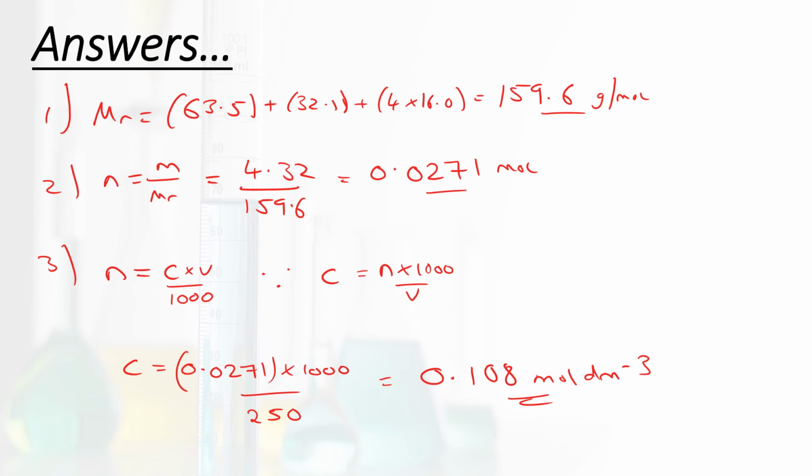And the way to do this is to use our n equals CV equation. We're going to rearrange for concentration, so we're going to divide both sides by the volume. And we have to remember, of course, that we have to convert our centimeters cubed and our decimeters cubed. So we've been given our volume in centimeters cubed, but remember that concentrations are given in moles per decimeter cubed. So in order to do this, we have to have our 1,000 in there. So it's moles times 1,000 divided by the volume is the concentration. And when we put all those numbers in, 0.0271 times 1,000 divided by 250, it gives an answer of 0.108 moles per decimeter cubed.